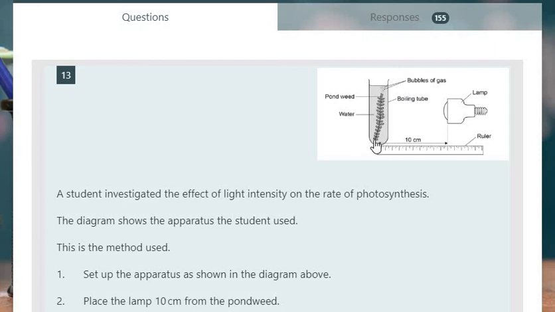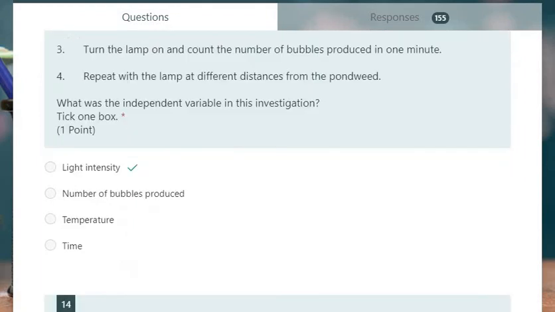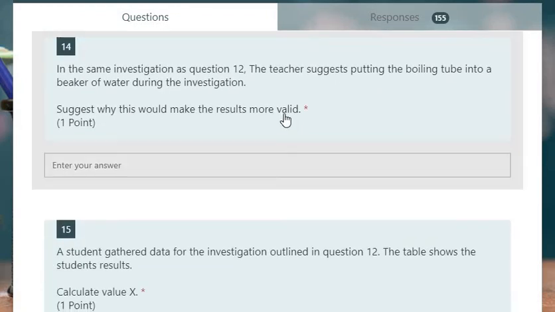So by having the water there, we could either have it in a big beaker of water, or we could have a big tank of water between the pondweed and the lamp, but that water is going to absorb the heat, and it's going to make sure that we're keeping temperature constant and we're only testing the effect of light. And that's why it makes it more valid, because we're only testing one variable and we're not having other confounding variables affect our results.